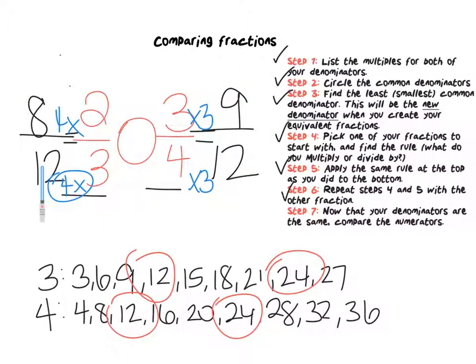And now that my denominators are the same, all I have to do is look at the numerator. So between 8 and 9, I know that 9 is bigger than 8. So that means that my original fraction of 3/4 is also going to be bigger than my original fraction of 2/3. So my last thing to do is just write the symbol. So I want to make sure that I have the open part of the symbol going towards the larger number so that this reads 8/12 is less than 9/12.